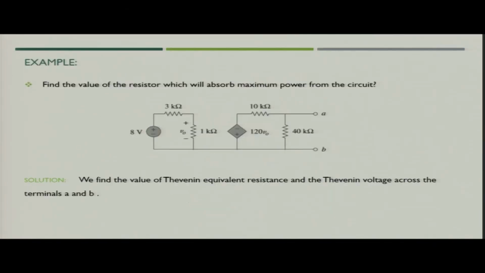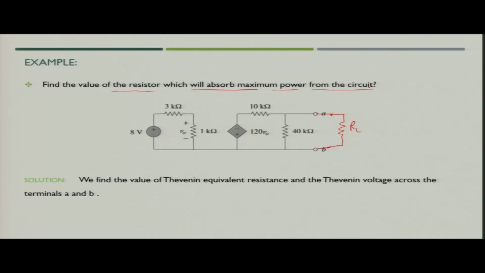Now, let us come to another example where you will see there is one dependent voltage source available. We have to find the value of the resistor. Suppose there is a load, say RL, connected across the terminals AB. We need to find the value of RL which will absorb maximum power from the circuit given in the question.